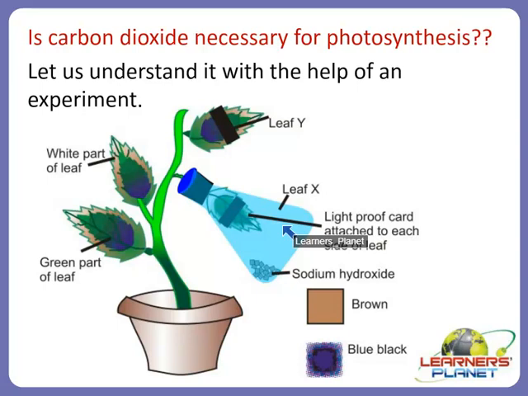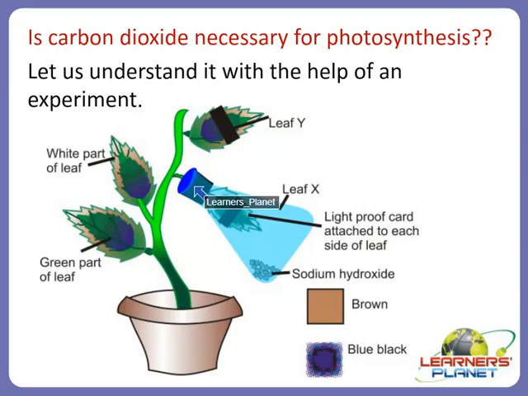Let us understand it with the help of an experiment. So this is to demonstrate that carbon dioxide is necessary for photosynthesis, and the materials which we need in this experiment are a potted plant, then a solution. Which type of solution? Sodium hydroxide solution. Then a conical flask with a split cork, that means the cork will not be whole here. Then iodine solution and a dropper. Split cork, here there will be a cork which will close the conical flask.